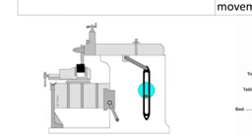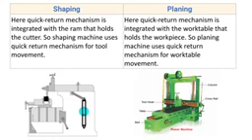So we have to minimize the time for the idle stroke, and that can be done with the help of quick return motion mechanism. As there is no cutting during the reverse stroke, we have to complete that stroke in the least possible time, and that can be done with the help of quick return motion mechanism. Here the quick return motion mechanism is attached to the ram and ultimately to the cutting tool. So here quick return mechanism is integrated with the ram that holds the cutter. So in shaping machine we are using the quick return motion mechanism for the cutting tool.